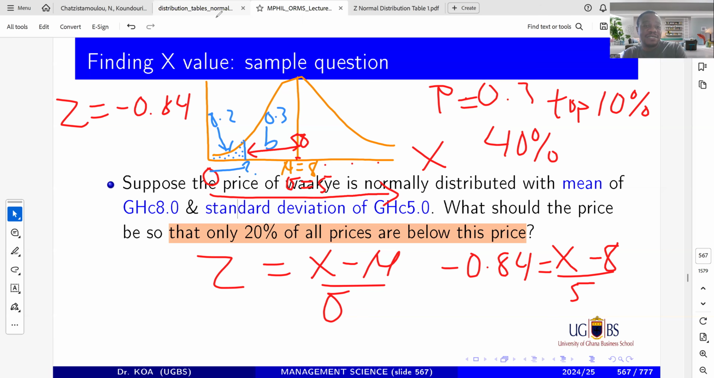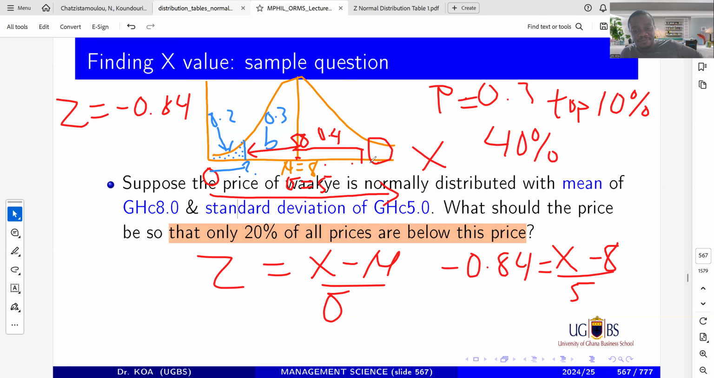Let me see whether they are smart guys. Oh, they are really smart guys. Excellent. Christopher is smart. Emmanuel is smart. Top 10% means that we are looking at the top 10 here, but before you can get that top 10, you have to pass through 40%. So you're going to read 0.4 from the table. That's the probability. So you read 0.4, find the z, substitute, and then that will give you the x value for the top 10%. Very smart.